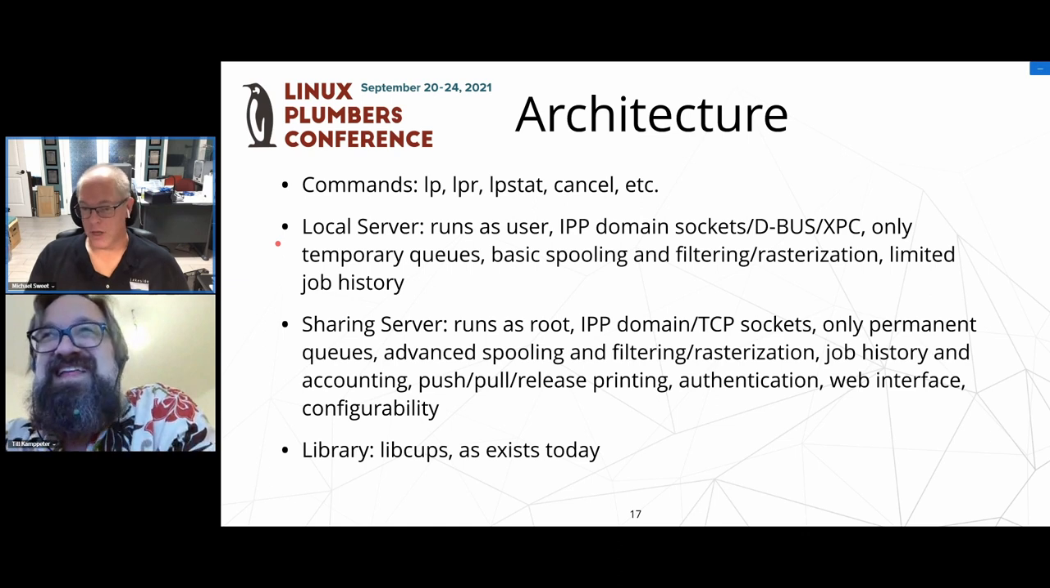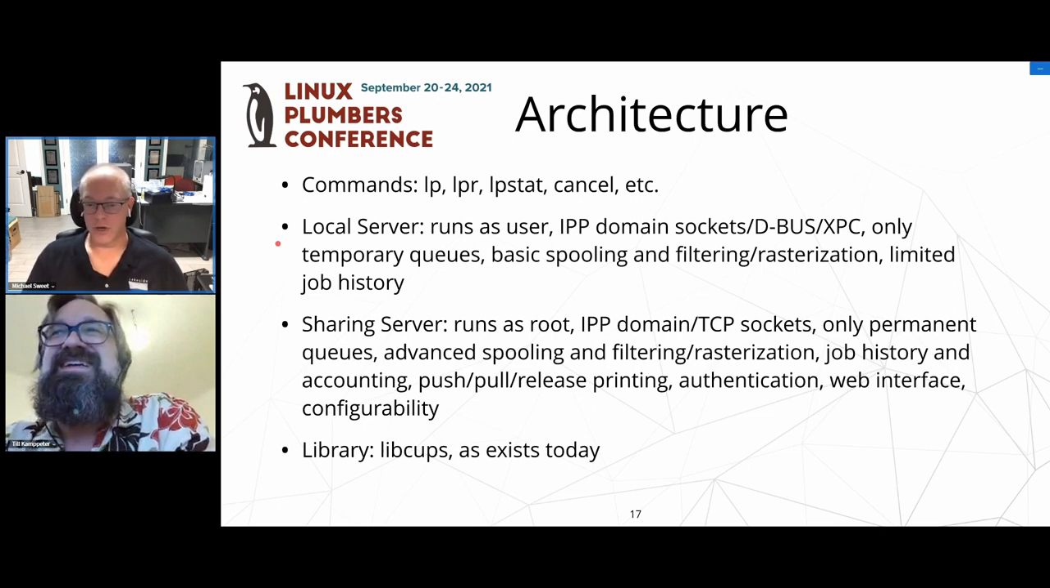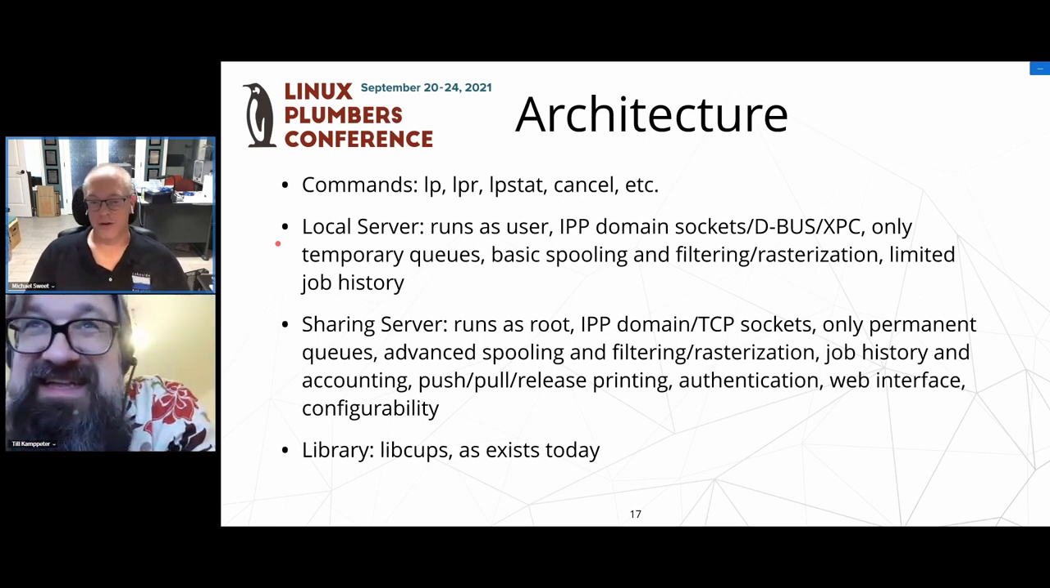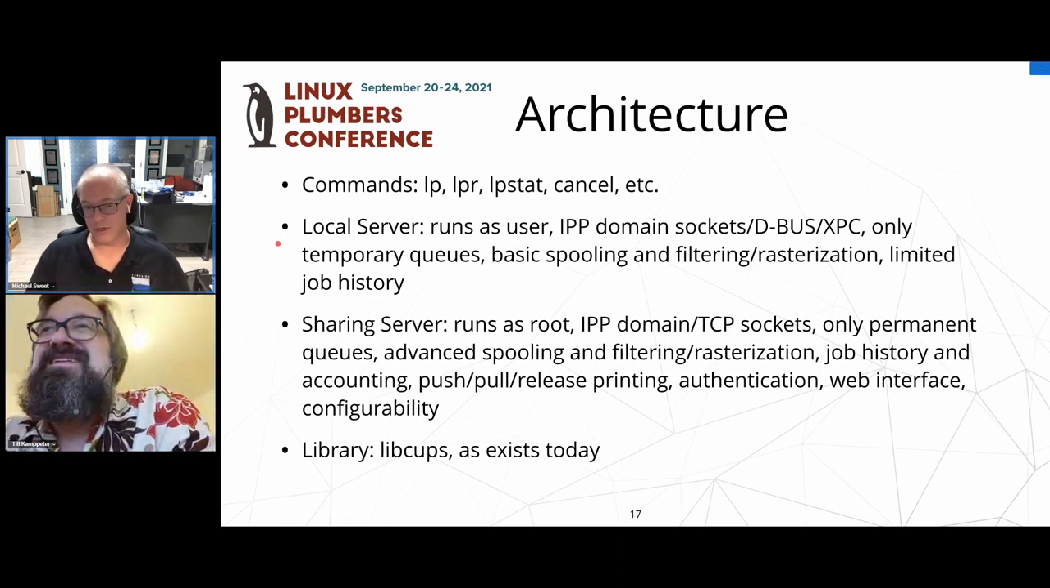It may have a domain socket. It will have TCP sockets for the rest of the world. And it only has permanent queues so that you're creating a queue for sharing and not for something that's transient. And you can do all sorts of fun spooling stuff, holding jobs and doing release printing and other sorts of cool stuff and accounting and authentication and the web interface and configuring it to do all sorts of things that, you know, even the creator of CUPS never intended. So that's where you get your department print server kind of a setup.